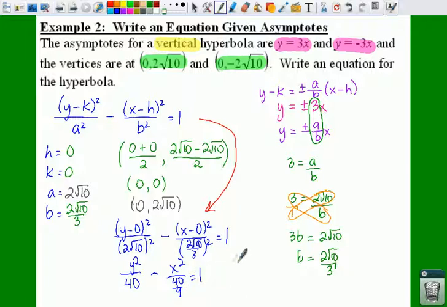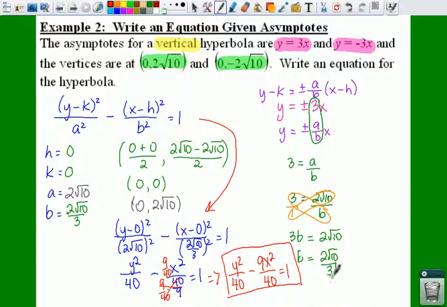And we don't want to have a fraction within a fraction. So if you multiply top and bottom by 9 over 40, then your final equation is going to be y squared over 40 minus 9x squared over 40 equals 1. That, by far, is going to be the most difficult problem you have, because the radicals were not a nice pretty number, but it's just not an easy problem anyway.